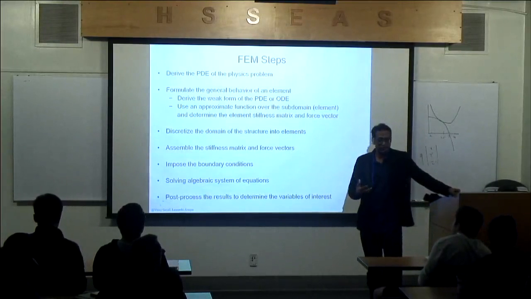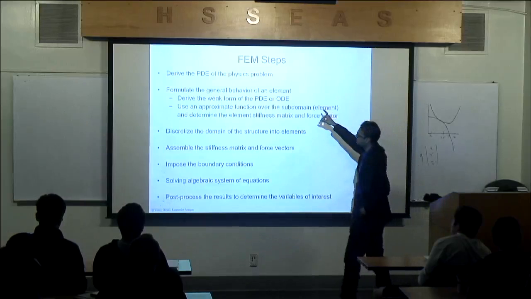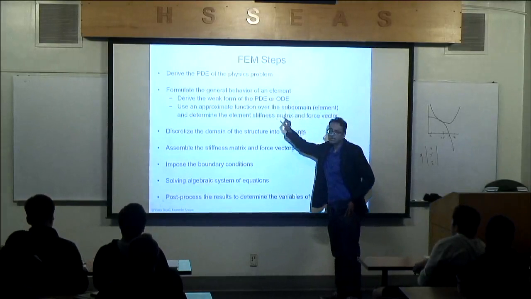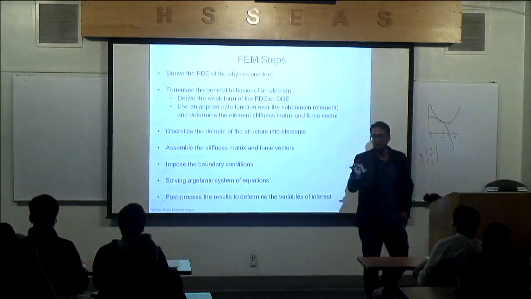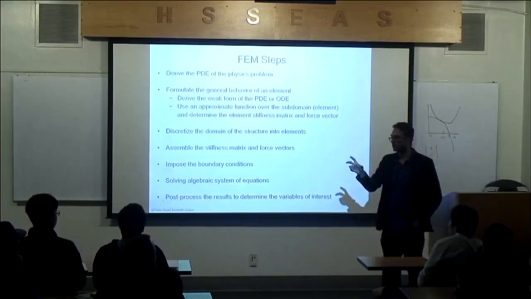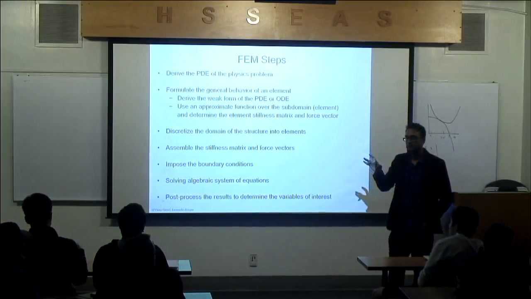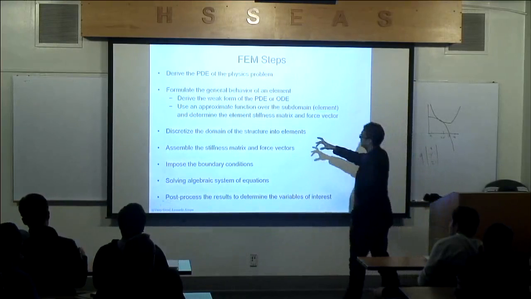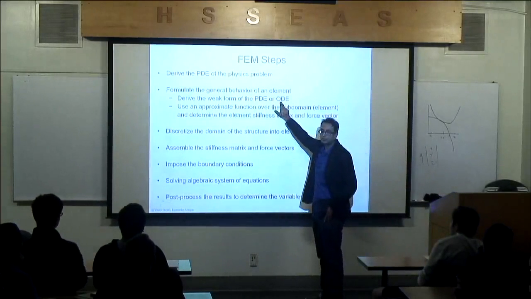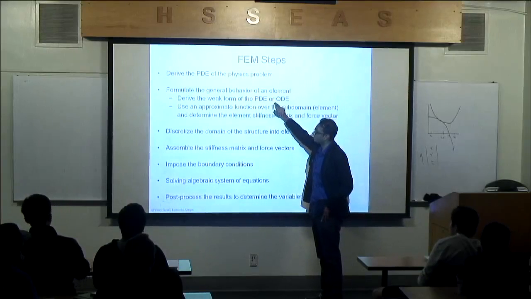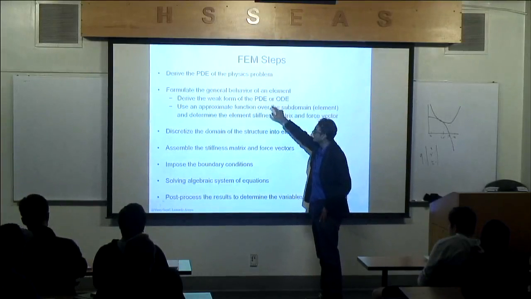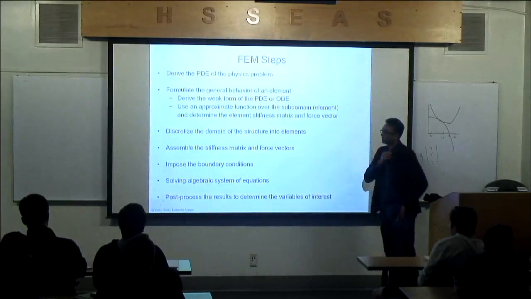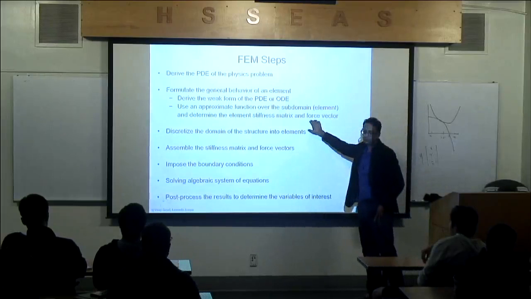The first step is to derive the physics of the problem. Then you formulate the general element behavior. How you solve the partial differential equation over the domain, a simple domain, and hopefully that domain can be used repetitively. To do that, we have to derive the weak form of the partial differential equation, or ordinary differential equation. Then we approximate the function over that domain, and we will develop the element stiffness matrix and force vector.